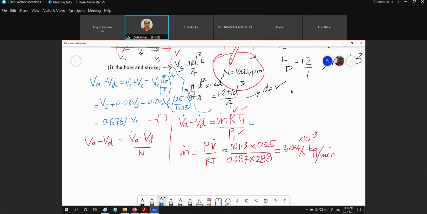So our m dot is 3.064 exponential minus 3 multiplied by the R, 0.287. T1 is equal to T, 288, and P1 is equal to P, which is 101.3. So we are going to get V dot A minus V dot D.